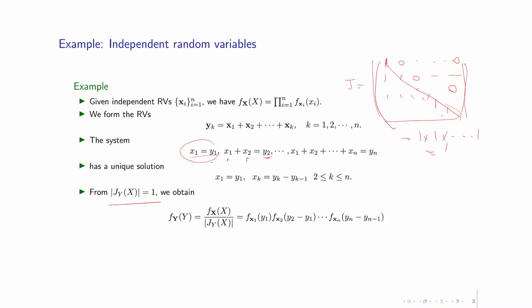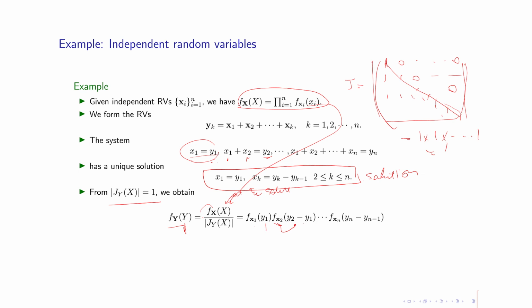Therefore the joint PDF of the output is the joint density of the input evaluated at the solution, and remember that this is the solution. And f_X(x) is just this one, so I put it here. It's the product of the distributions: the density of x1 at the solution for x1, the density of x2 at the solution for x2, up to the density of xn at the solution for xn, divided by 1.